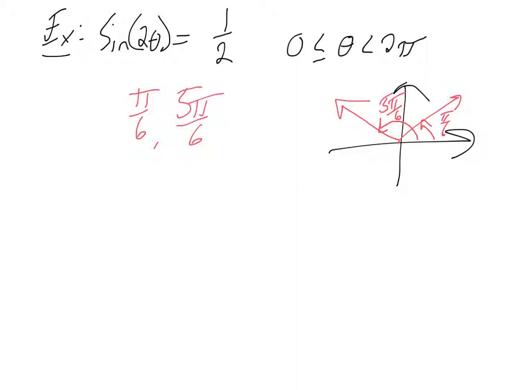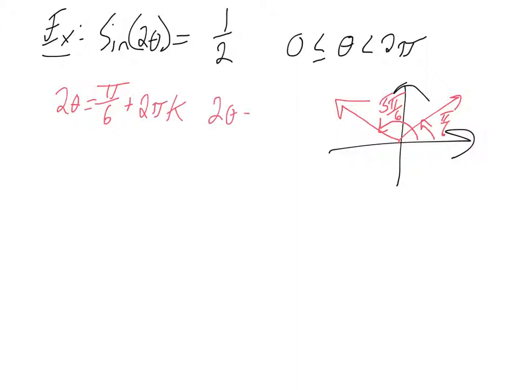So what we're going to do here is we're going to say 2 theta has to be equal to, and I'm going to go back and just erase this, just so it all fits in here. Let's just rewrite this. So 2 theta has to be equal to pi over 6 plus 2 pi k, right? Or 2 theta has to be equal to 5 pi over 6 plus 2 pi k. Right? That's the general solution for both of those. Right? And what is this?